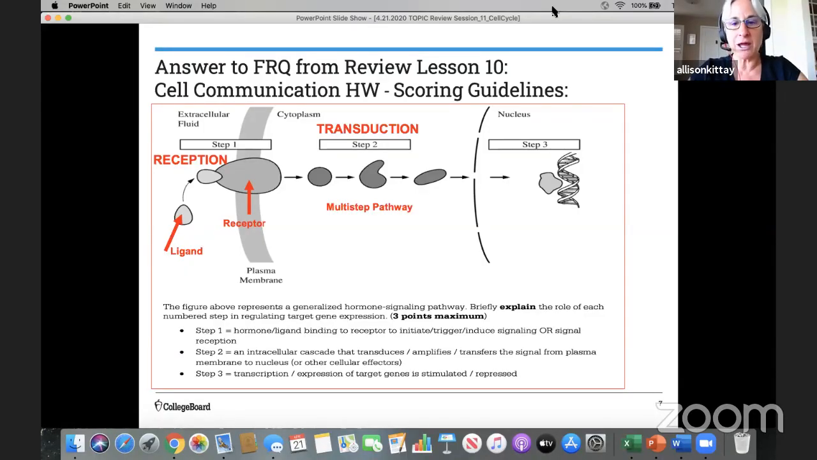And this is a multi-step pathway that amplifies the signal. So you can have one signal molecule that is going to generate a lot of other molecules that are going to bring about a coordinated response. Step three is called the response. And in the response, in this case, we are going to target the expression of a gene. It could either be stimulating gene expression or it could be stopping or repressing gene expression. So those are the 3 steps: reception, transduction, response, and they're characteristic of any cell signaling pathway. And as I said, today we're going to apply this to cell cycle regulation.